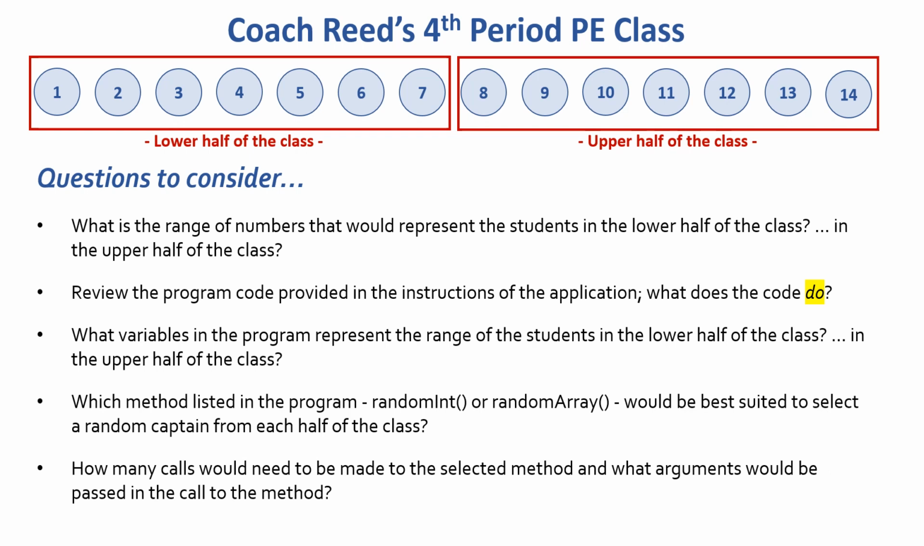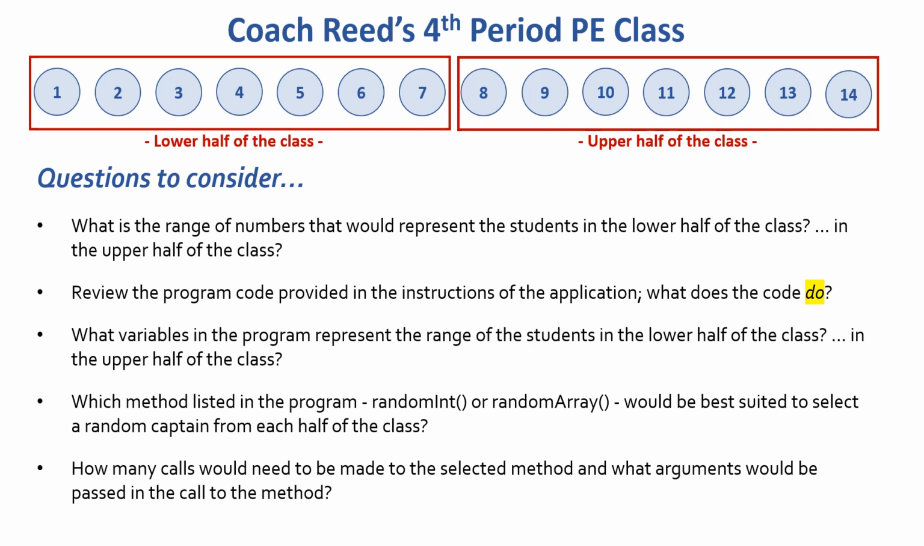Now that we've created a visual representation of how Coach Reed's class is split up, there are a few questions to consider that will help when modifying the program. First, what's the range of numbers that should represent the students in the lower half of the class? Conversely, what range of numbers would represent the students in the upper half of the class?